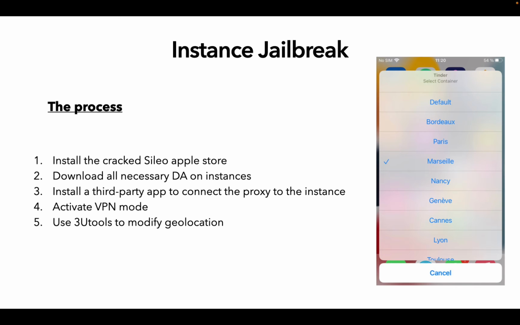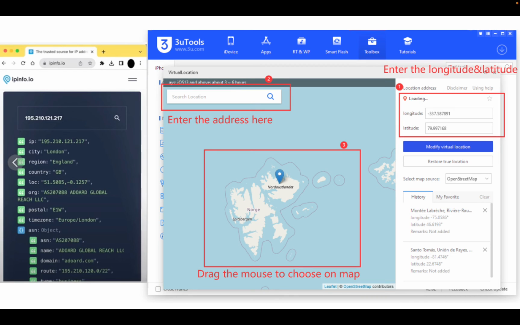Once you've downloaded all the necessary apps per instance, you'll need to install a third-party application to connect the proxy to the instance in question. This too is an app that we supply directly to you. This application allows you to connect your rotating proxy directly to each instance. Then you activate the phone's VPN mode, and once you've installed and activated all that, you're going to use 3uTools to modify the geolocation.